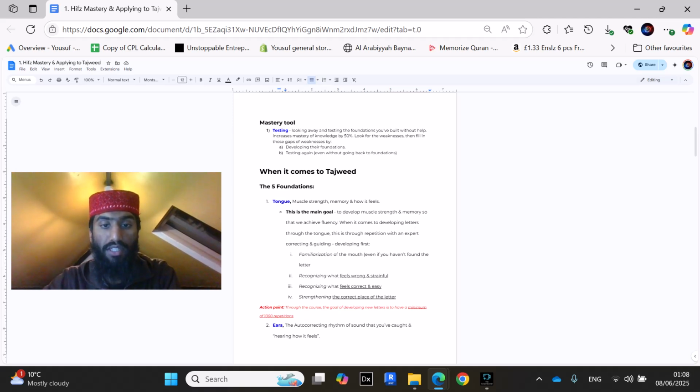So when it comes to developing letters with the tongue, this is through repetition with an expert, correcting and guiding, developing first familiarization of the mouth, even if you haven't found the letter, recognizing what feels wrong and strainful, like forceful, and recognizing what feels correct and easy, and then strengthening the correct place of the letter. So, an action point for you: throughout the course, the goal of developing new letters is to have a minimum of 1,000 repetitions on the tongue to go through these steps through repetition.